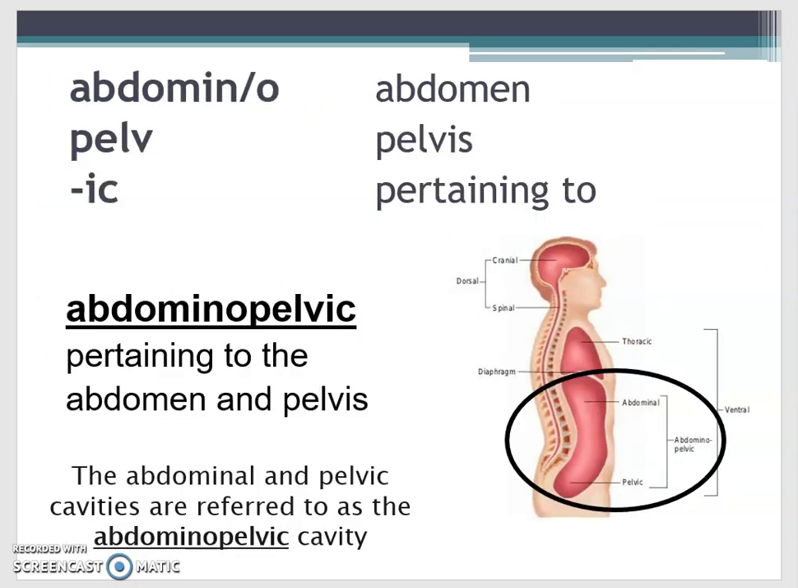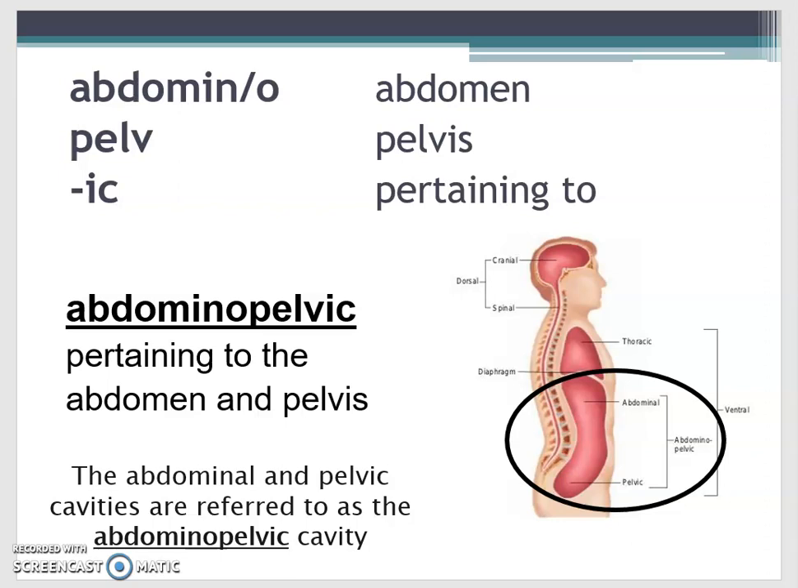Now, that fourth cavity, it's kind of a gray area. Let's address that. Here we have abdomino. We're going to combine it with pelvi, but the I has been taken away because we're going to put the suffix ic on the end. And if we think of our word building rules, ic starts with a vowel. Therefore, we don't need the combining vowel from pelvi to attach it. That's why it's been taken away here.